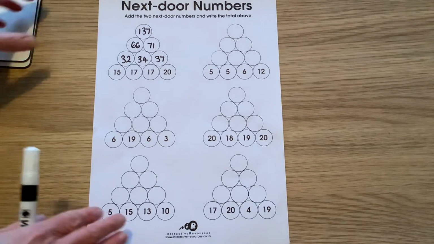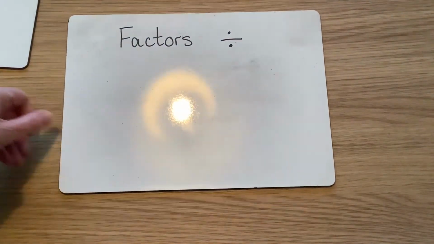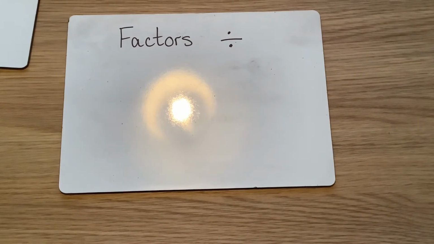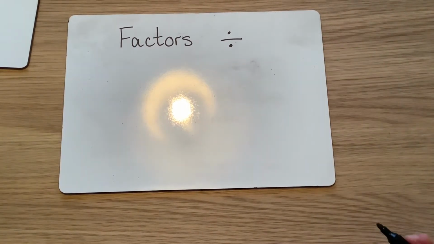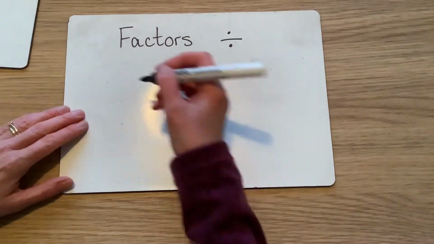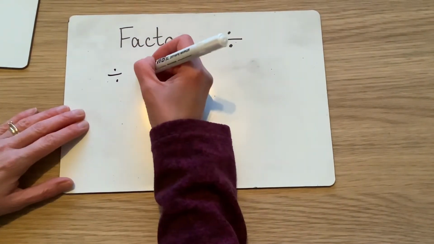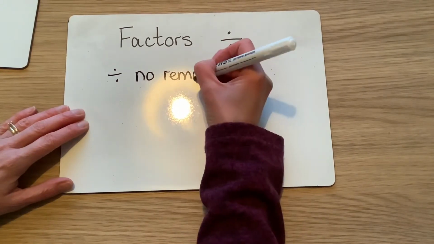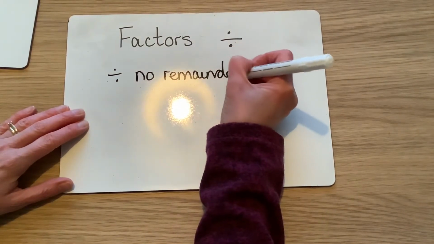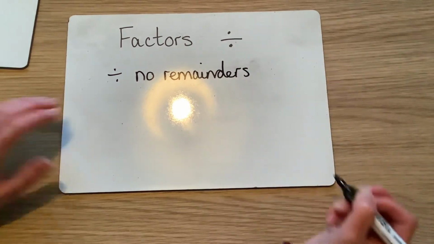Once you've done that, today's main activity is all going to be about factors. Today we're going to revise something that we learnt back in term 1, which was all about factors. Now, what can you remember about factors? Well, hopefully you remember that factors are all about dividing, but there's not allowed to be any remainders. No remainders when we're looking at factors.